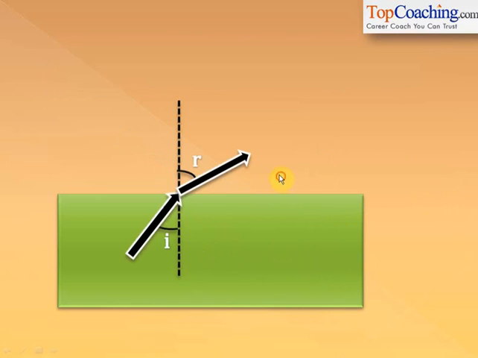You can also have the reverse situation. You can have a ray of light going from glass to air.